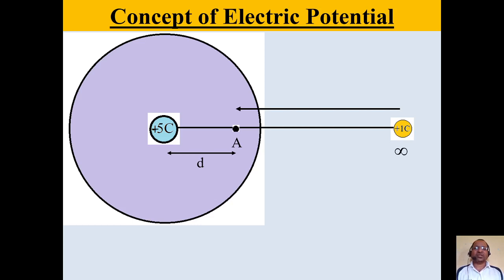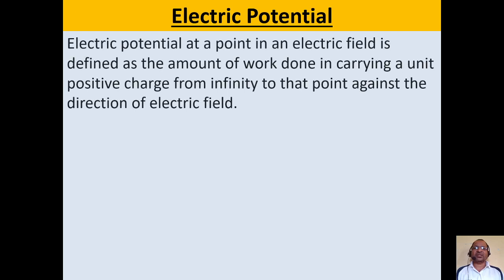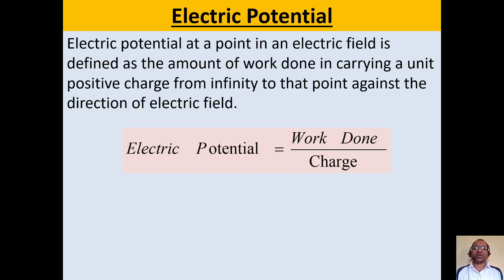So this work done is stored in this case as electric potential. So we simply define electric potential as the amount of work done in carrying a unit positive charge from infinity to that point against the direction of electric field. So electric potential is given by the formula: electric potential is work done upon charge. We denote electric potential by the symbol V. So we write V is equal to W upon Q, and its formula is V is equal to 9 into 10 raised to 9 Q upon Kd.